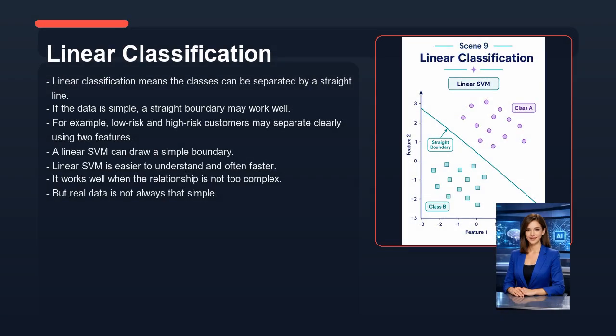Now let's look at linear classification. Linear classification means the classes can be separated by a straight line. If the data is simple, a straight boundary may work well. For example, low-risk and high-risk customers may separate clearly using two features. A linear SVM can draw a simple boundary. Linear SVM is easier to understand and often faster. It works well when the relationship is not too complex. But real data is not always that simple.